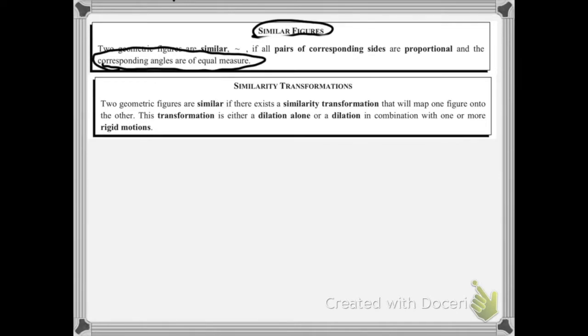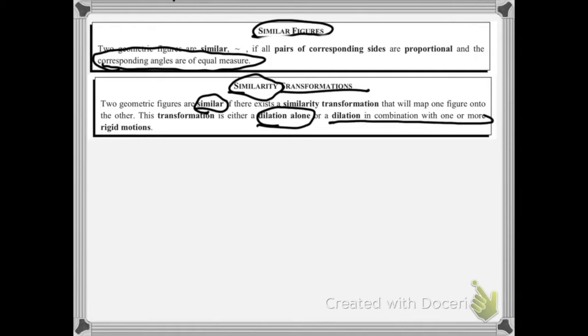All right, well, we know that already. So then, what is a similarity transformation? Well, we know what transformations are. We know what similarity means now. So what is a similarity transformation? Well, this means that two shapes are similar if we can map one shape to another using a dilation alone or a dilation in combination with another rigid motion.